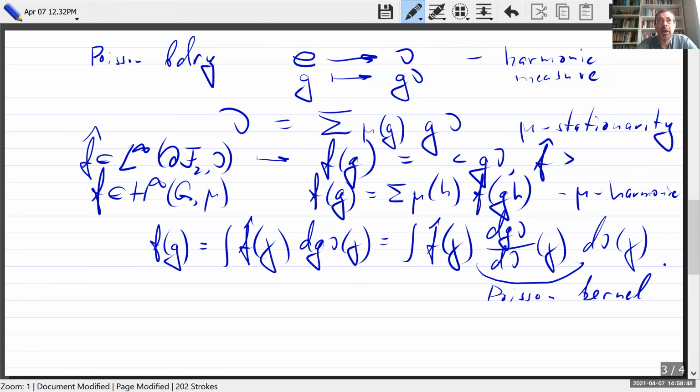Okay, and now it turns out that this formula can actually be used in order to assign a natural boundary to the group, just using as additional data the structure of the random walk, this measure which provides the transition probabilities of our random walk.